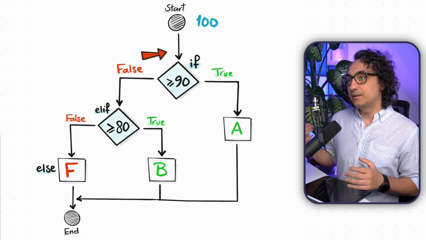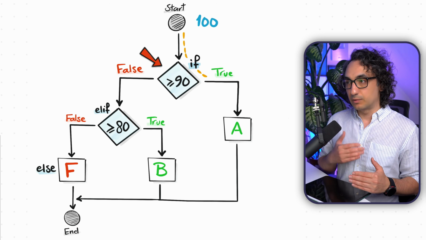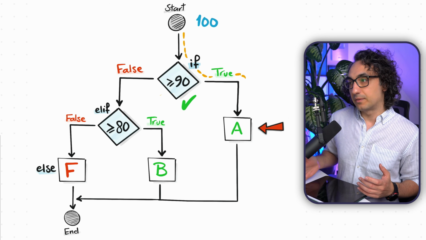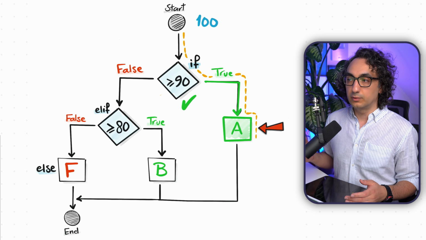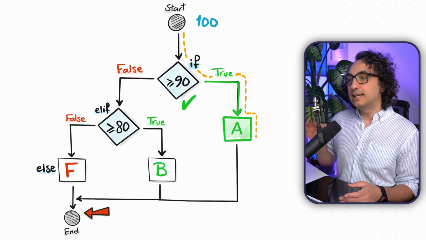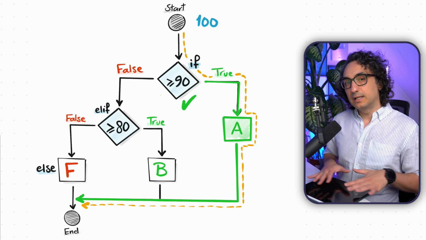Let's have an example. If the student has the score 100, Python is going to ask the first question, is 100 greater or equal to 90? Well, yes, it is true. That's why Python is going to go to the right side and execute the block where the grade is equal to A. And after that, it's very important, it's going to jump immediately out of the chain. So it's going to go immediately to the end and everything on the left side is going to be ignored.